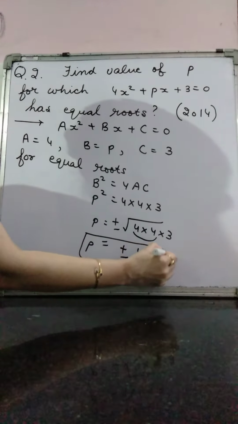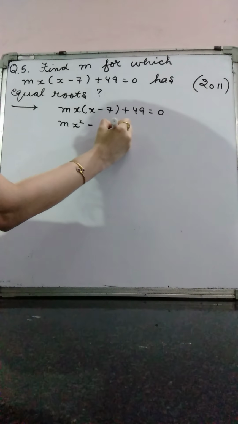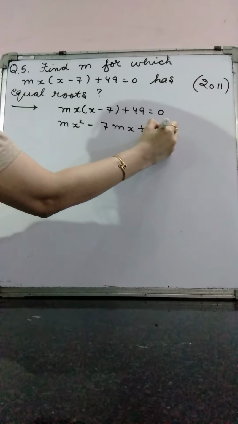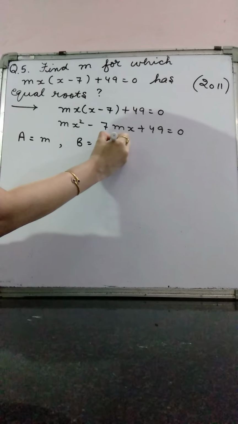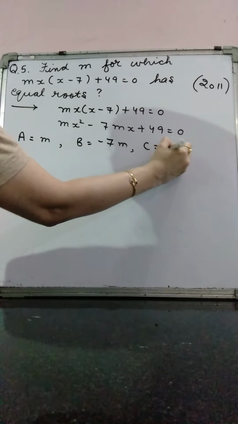Find m for which this equation has equal roots. The given equation is... First of all, multiply it. Mx square minus 7 mx plus 49 is equal to 0. On comparing, we get the value of a is m, the value of b is minus 7m, and constant c is 49. Now apply the condition for equal roots.